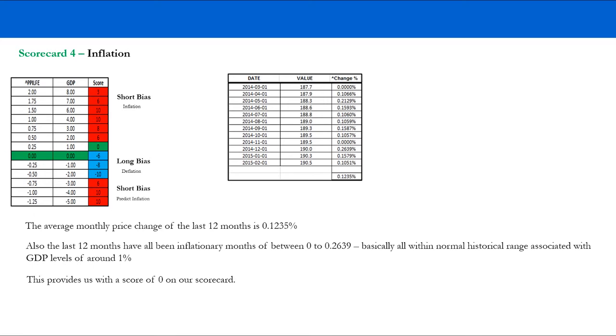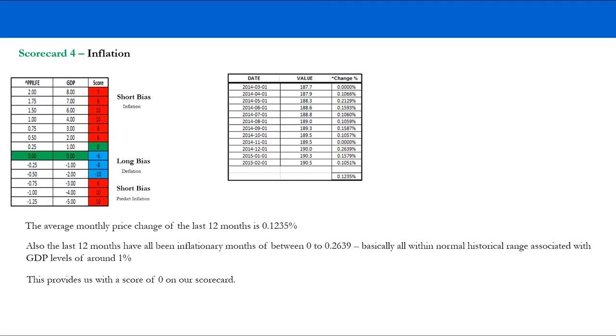One point to note: the last 12 months have all been inflationary months, between 0 and 0.2639, and that's basically all within the historical normal range, but it is tending towards below average. So it does seem that the fall in oil prices that has occurred recently, as evidenced by PPI including food and energy, which provided us with a deflationary number, long bias, could be seeping over and creeping into other items in the US economy. We're going to be conservative and score probably around a 0, but we do need to still be aware and have a look deeper into the numbers and really understand them, so we understand when things happen, where everything is moving and where things are coming from.